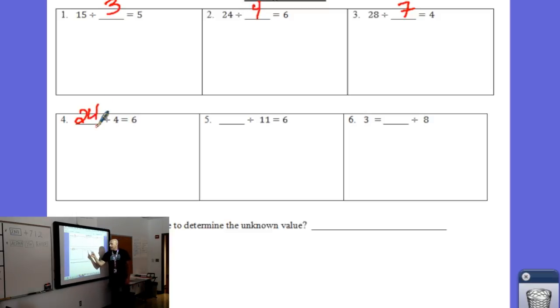What number divided by 11 is equal to 6? 66. Because we multiplied 11 and 6. And lastly, 3 equals some number divided by 8. What's that number? 24. Right? It's in a different position, but the same thing. We multiplied 8 and 3. So what operation did you use to determine the unknown value? Multiplication.